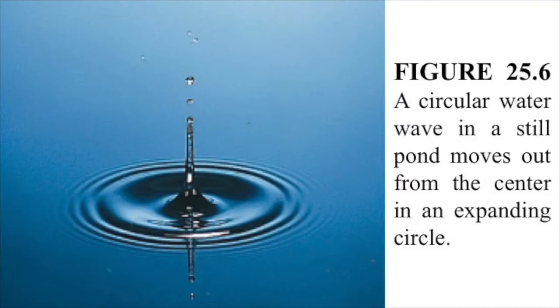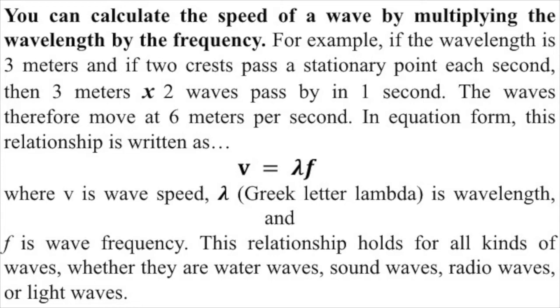And here is 25.6, a circular water wave in a still pond moves out from the center in an expanding circle. You can calculate the speed of a wave by multiplying the wavelength by the frequency. For example, if the wavelength is 3 meters and if two crests pass a stationary point each second, then 3 meters times 2 waves pass by in 1 second. The waves, therefore, move at 6 meters per second.